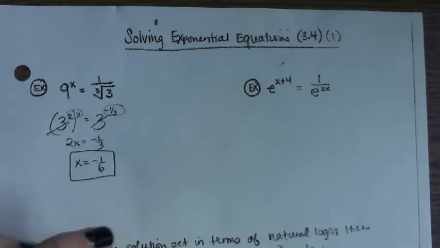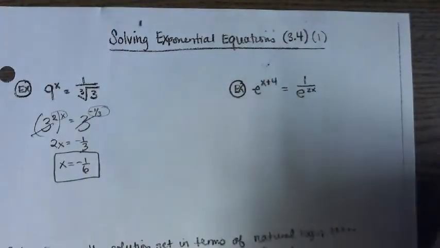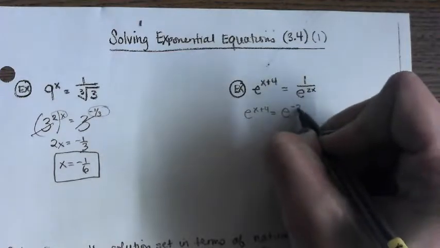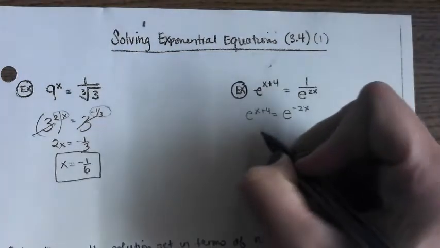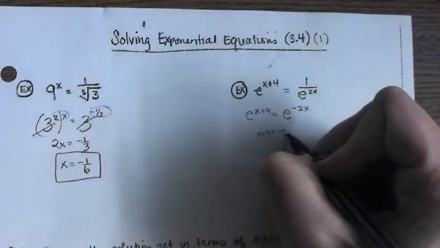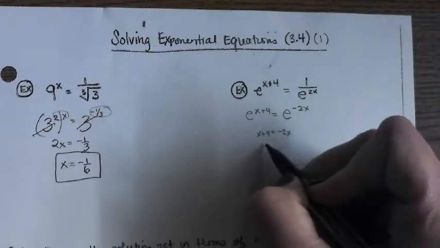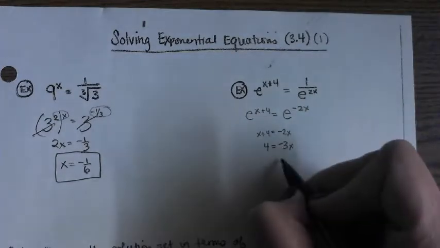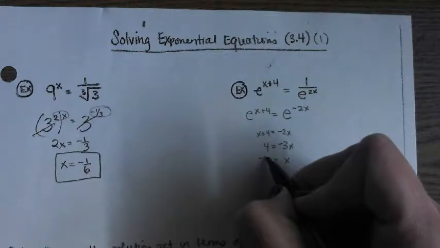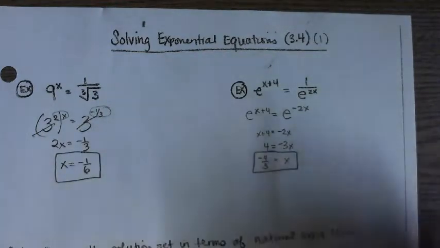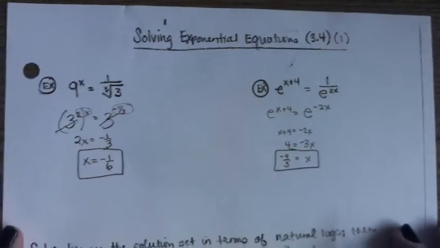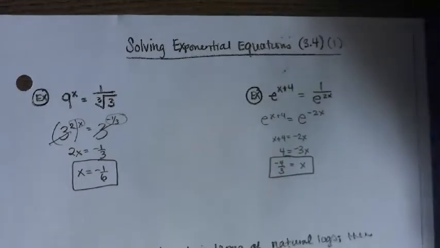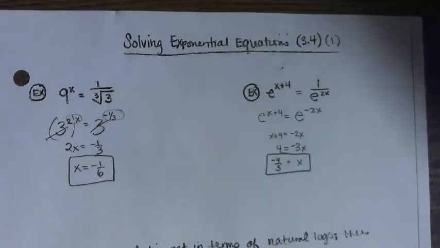So the common base rule, over here with your base of e, same thing. The right side is the same as e to the negative 2x. Set your exponents equal. And then solve, so subtract x from both sides and divide by negative 3. Okay, and that's pretty much where you'd have to end with Algebra 1 kids.